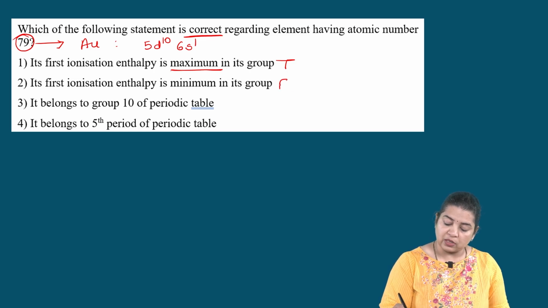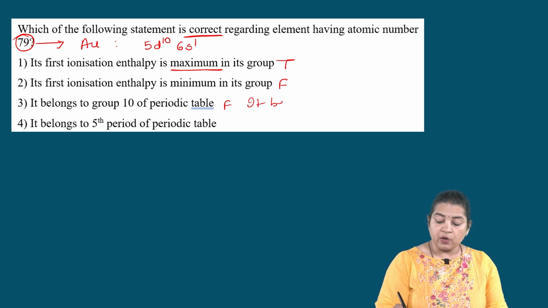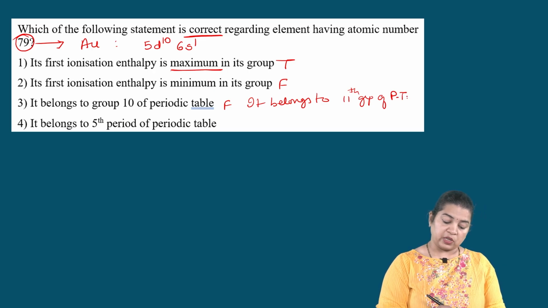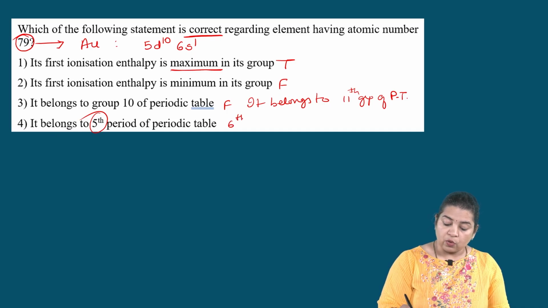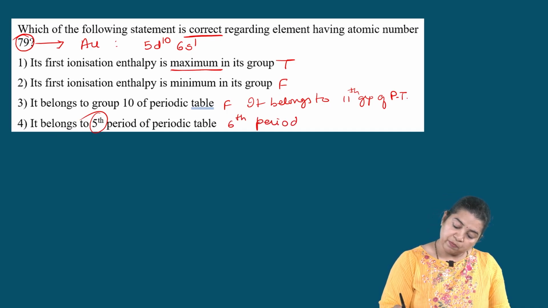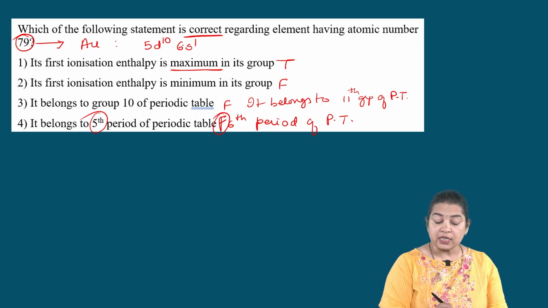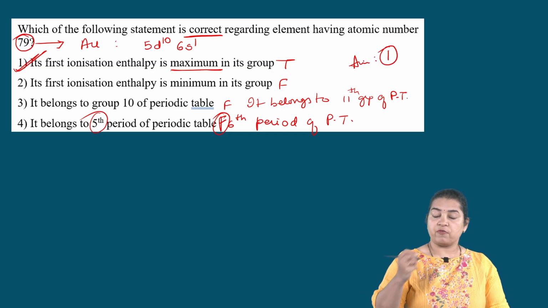Its first ionization enthalpy is minimum. Of course, this is now false. First is true. It belongs to group 10 of periodic table. This is also false because it belongs to 11th group of periodic table. So this statement is false. It belongs to 5th period. I just told you no. Gold belongs to 6th period of periodic table. So this statement is also false. And we are asked to mark the correct statement first. Answer for this question is first option.